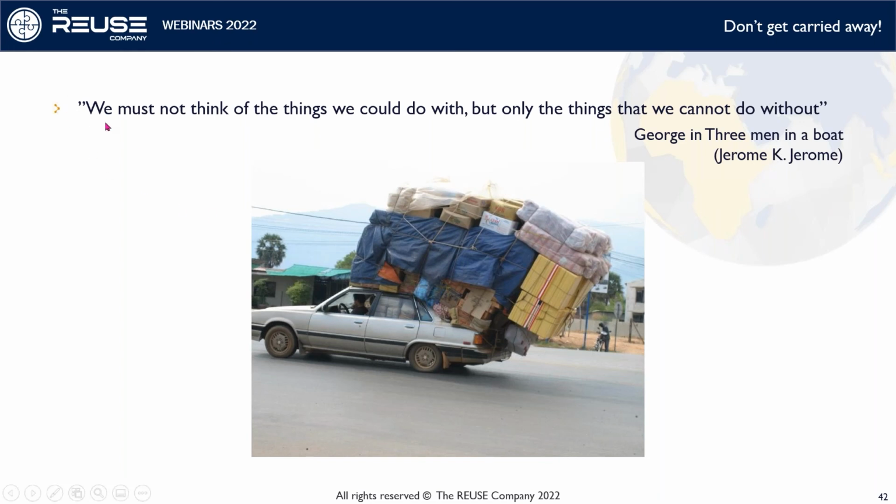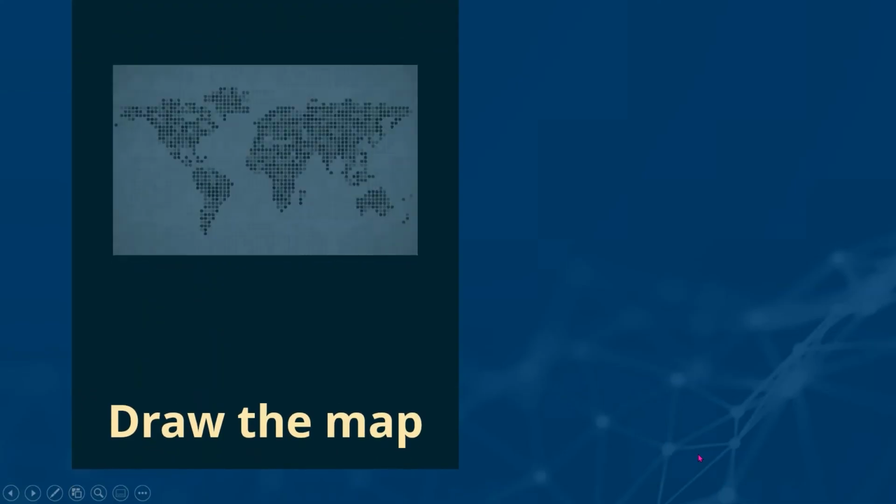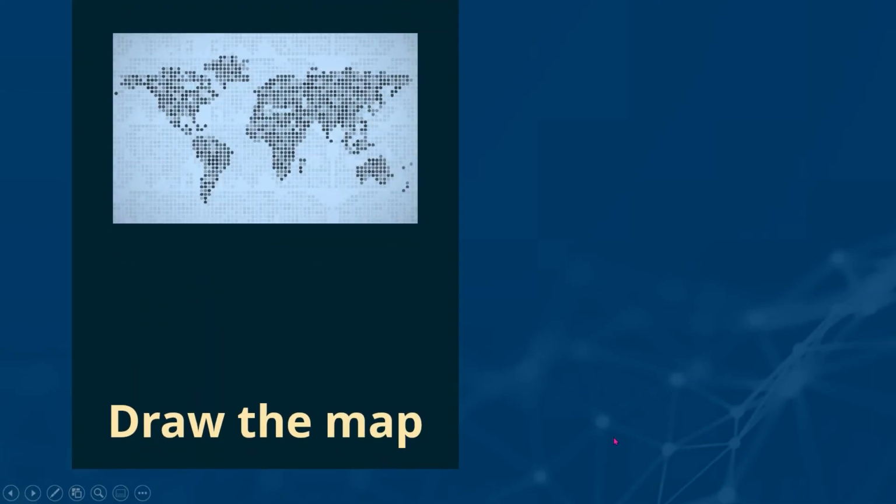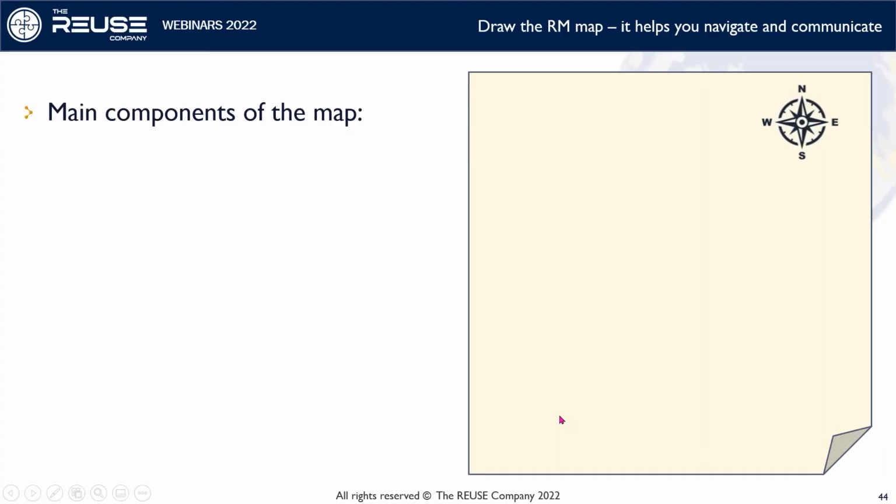This is actually a quotation from Three Men in a Boat by Jerome K. Jerome. I think it's a wonderful statement that definitely applies to requirement management also. We must not think of the things we could do with, but only the things we cannot do without. So don't get carried away. Okay, drawing the map, trying to wrap things up a bit here now.